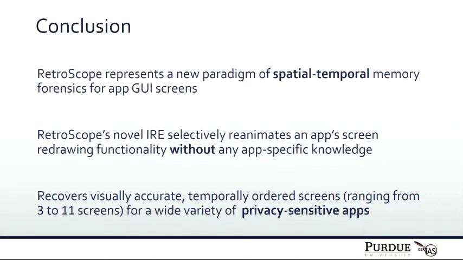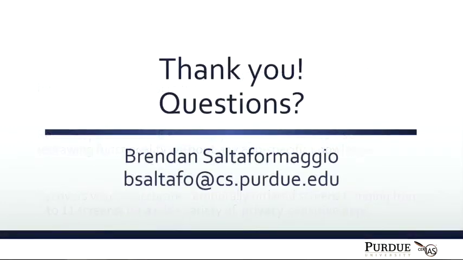So in conclusion, we've developed RetroScope, which we really believe is a new paradigm in memory forensics, being able to reconstruct all of that spatial temporal evidence that wasn't even available still in the memory image. And of course, RetroScope does this via the novel interleaved re-execution engine that we saw. And you saw the evaluation results where RetroScope reconstructed these sequences of temporally ordered screens from 3 all the way up to 11 for a wide variety of privacy-sensitive applications. So with that, I thank you all very much, and I'm happy to take any questions.